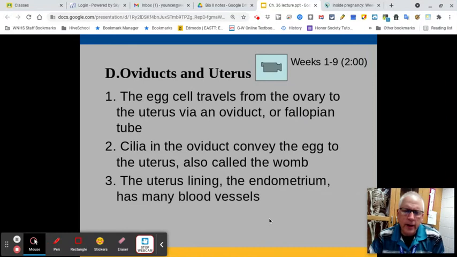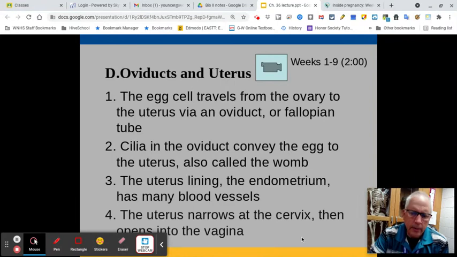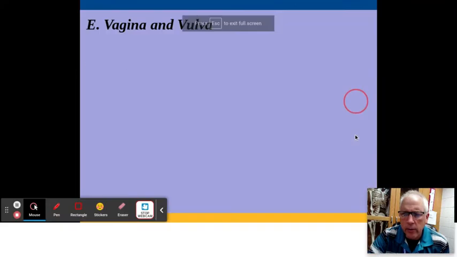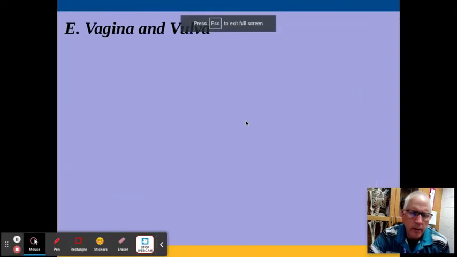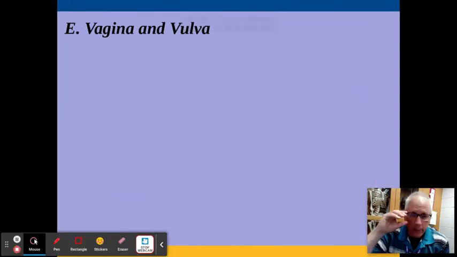And then that uterus lining, which is called the endometrium, has tons of blood vessels. And that's what's going to give nutrition and nutrients to that developing embryo. And then the uterus narrows into the cervix and then opens into the vagina. So that's just giving you a little bit of an overview of that part. We'll come back to that when we get into pregnancy. I just wanted to show you the progression.